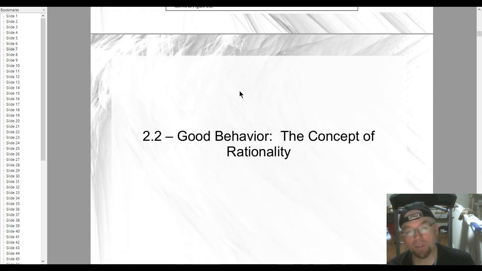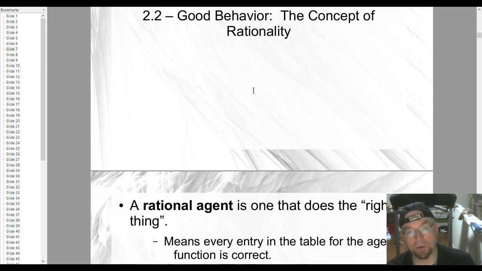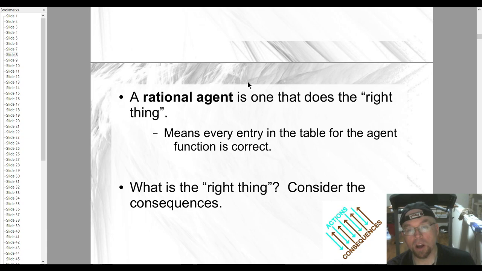So, section 2.2, good behavior: the concept of rationality. We have to talk about what intelligence is, what rational behavior is, and how you can judge that. Here's a definition for you: a rational agent is one that does the right thing. So what does that mean? You have that table we just looked at, a mapping of percepts to actions. For every possible percept and action, that mapping, what you perceive and what you should do in response, is correct. It has the desired outcome. If I see that the square is dirty, that's one percept, and the action is suck, then that's correct for what we want this agent to do.